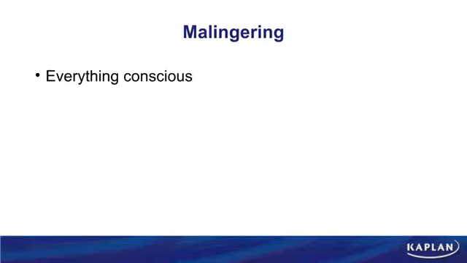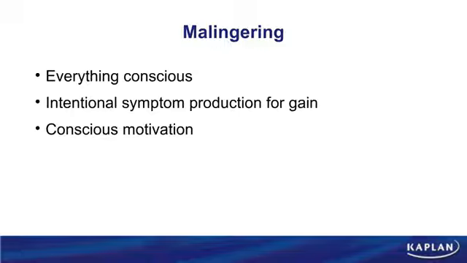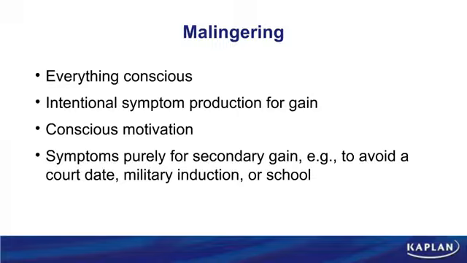Malingering, or the malingerer, is an individual that does not have a psychiatric disorder or illness. This is an individual that knows what he's doing and knows why he is doing it. So these are people that are faking signs and symptoms for an obvious gain, such as money, avoiding military, avoiding going to court, avoiding going to prison, etc.